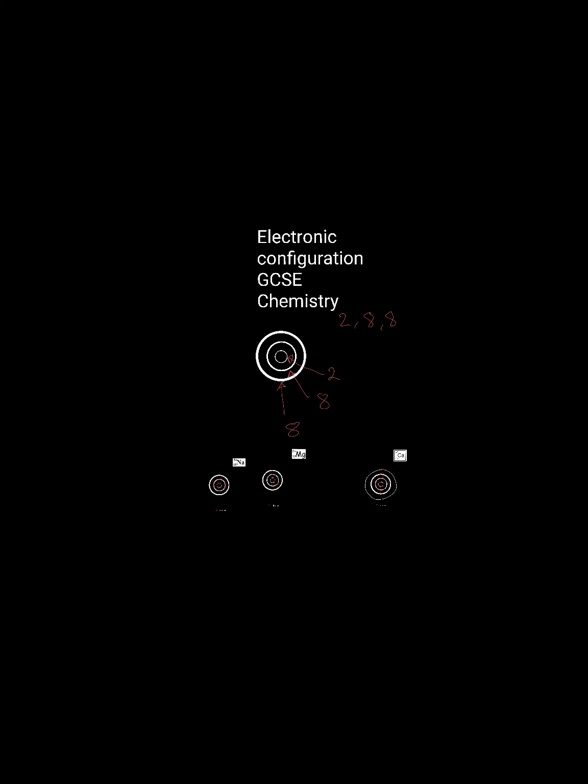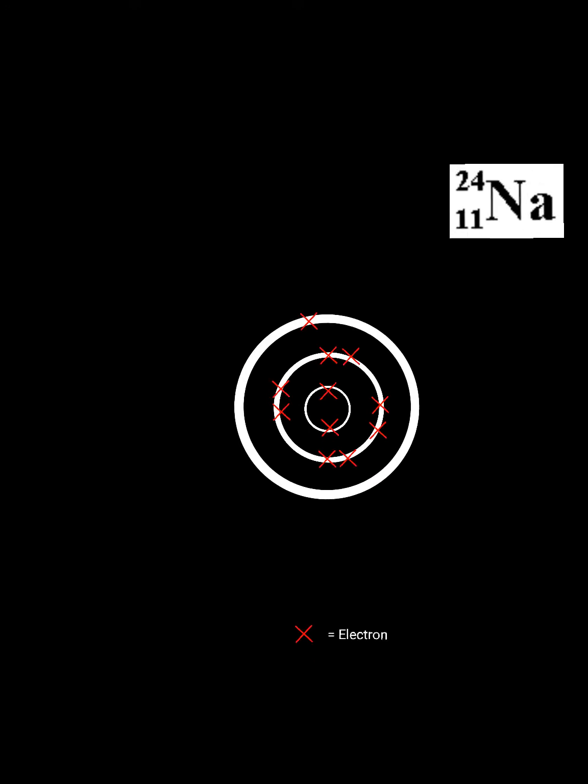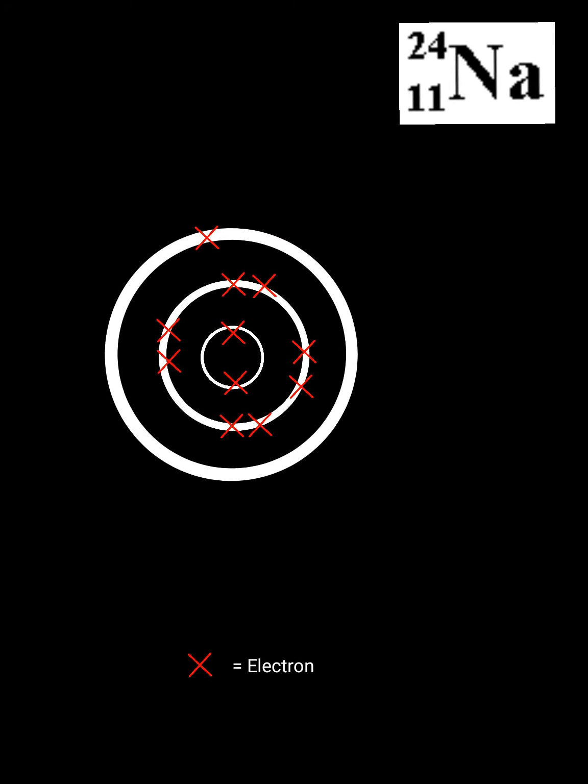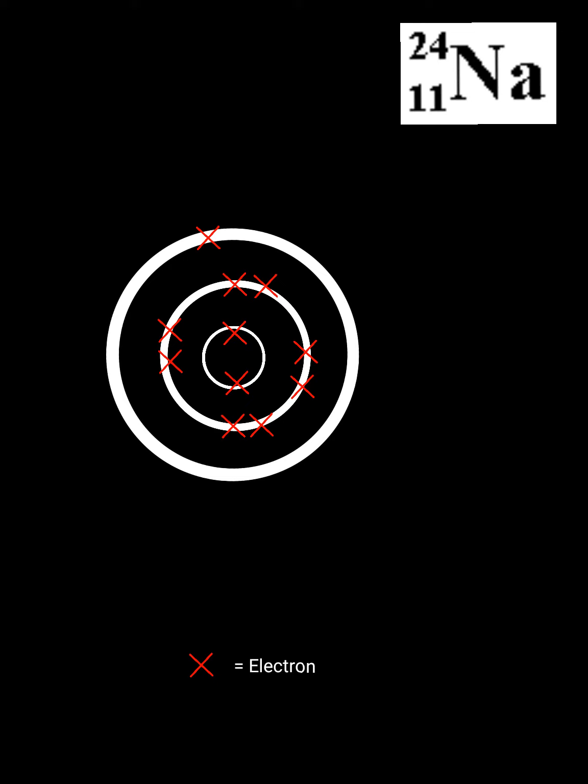The last thing I wanted to go through was how to write electronic configuration in the numerical form. Let's start off with our first element that we looked at, which is sodium. We said that there are 2 electrons in the first shell, so we put a comma, and then the second shell contained 8, and then a comma, and then the third shell had 1 electron. So that can also be written as 2,8,1.